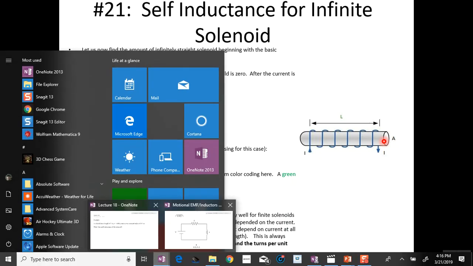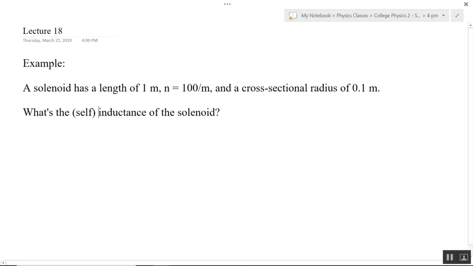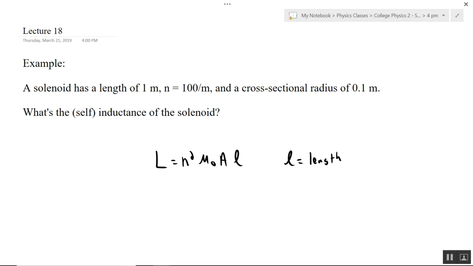Okay, go back to the notes here. So the equation for inductance of a solenoid is L = n squared mu 0 A l. So this funny looking l is going to be length when I write it, all right? That's because there's two L's, one for inductance and one for length, so you have to distinguish them somehow.